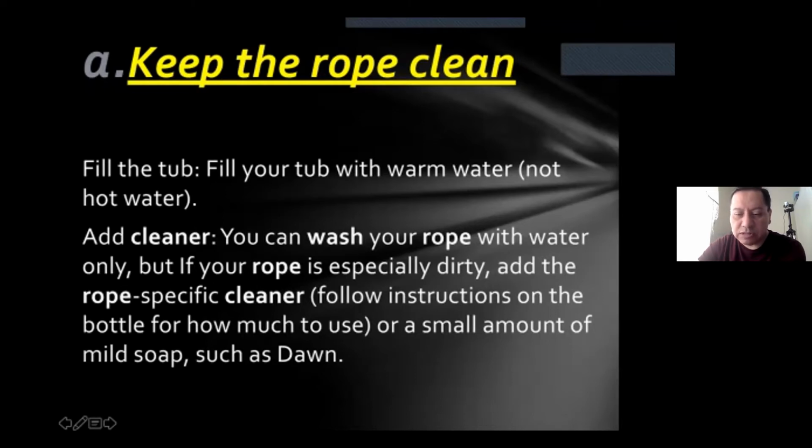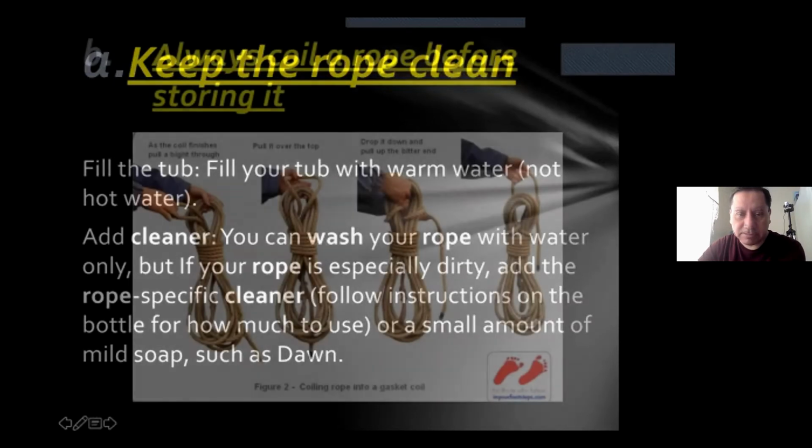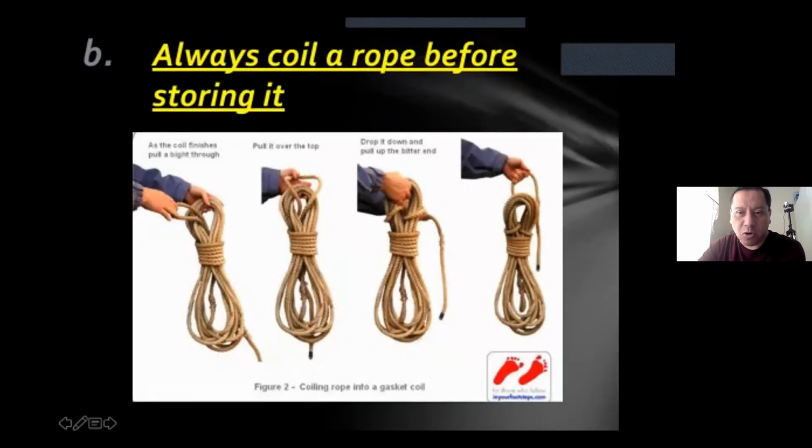Or you can use small amounts of mild soap such as Dawn or whatever dish soap you use. But if you're able to get the rope cleaner, it's better, because it's made exactly for ropes. So that's A, keep the rope clean at all times. B, always coil a rope before storing it. Coiling a rope is very, very simple.